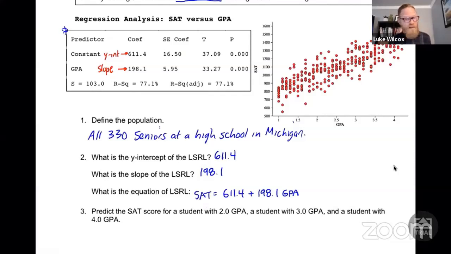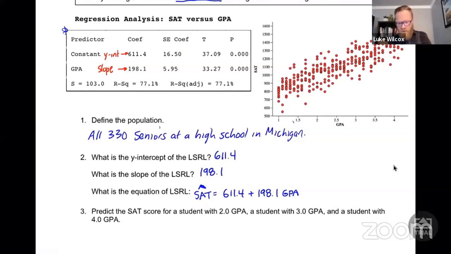And then the last thing that I think is super important here, a tiny little symbol, putting a little hat over the SAT. And what that means is predicted SAT. Because remember, the whole point of this least squares regression line is so that we can choose an x value, or a GPA, and then hopefully make some sort of prediction about what the SAT score would look like for that particular GPA.